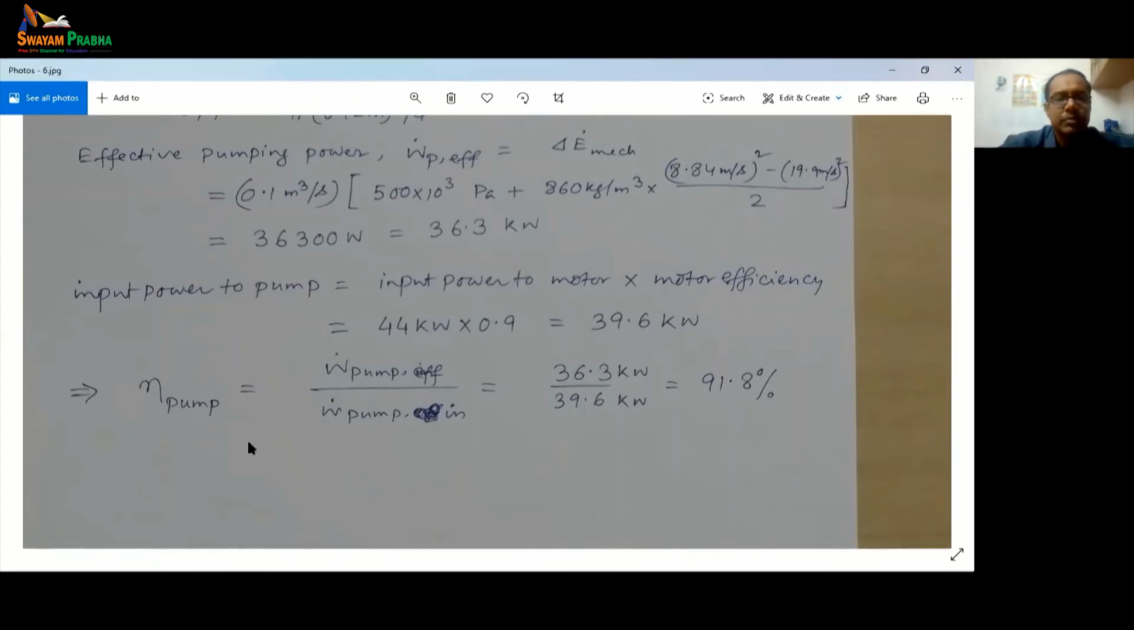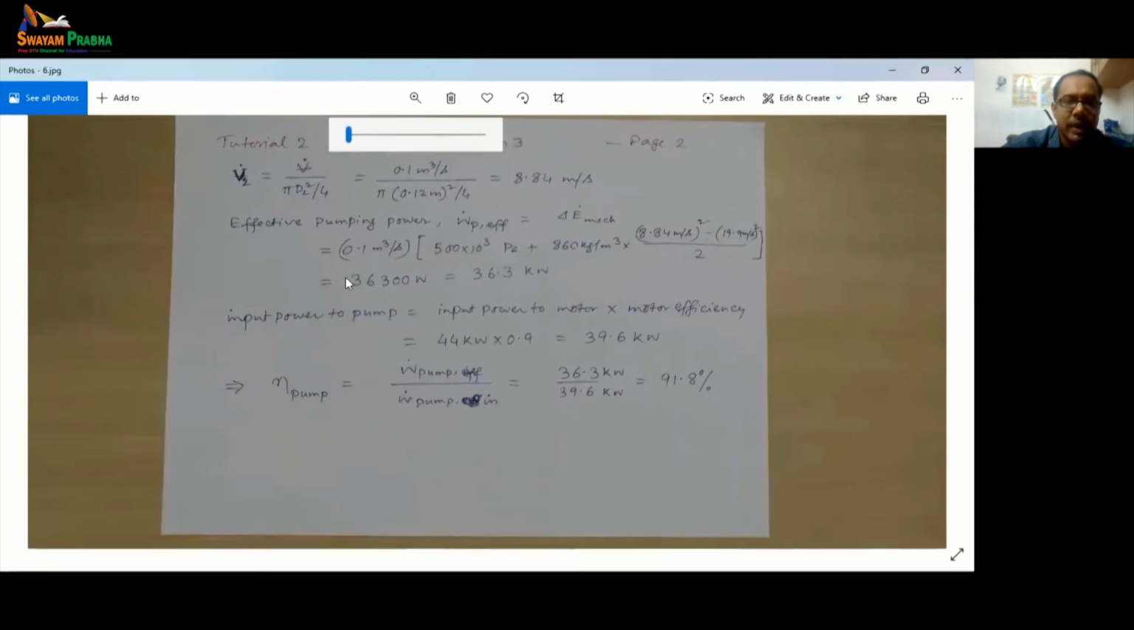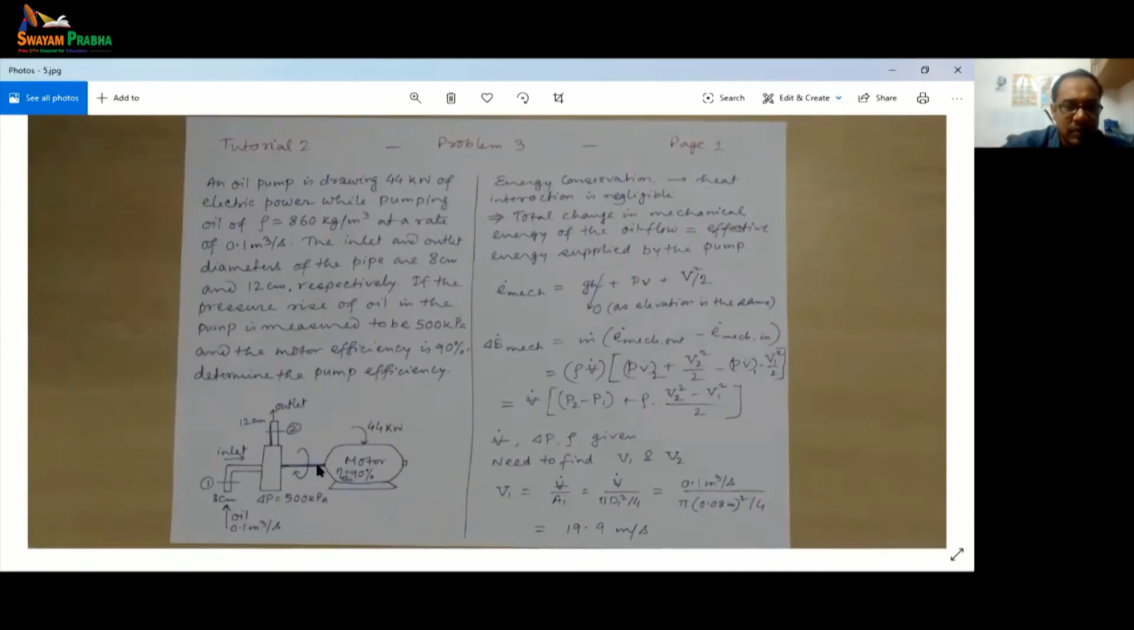Now the efficiency of the pump we can see to be this effective power delivered to the fluid flow divided by the input power to the pump. So this 36.3 kilowatt divided by 39.6 kilowatt. So the efficiency of the pump will be 91.8%. Okay, so clear? Let me go back and tell you that, okay, so we have got some electrical input here in the motor.